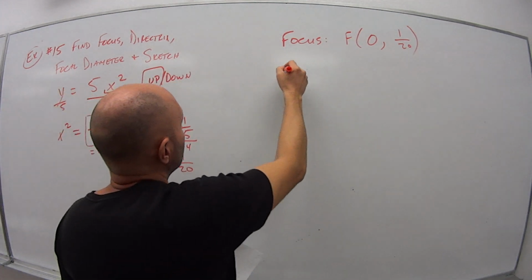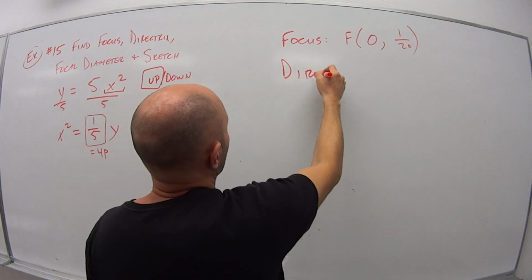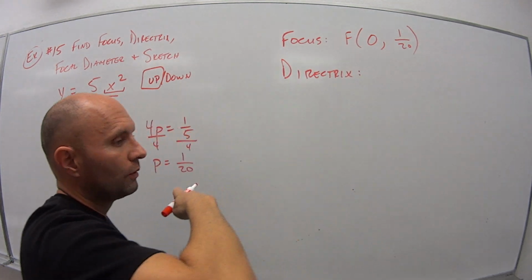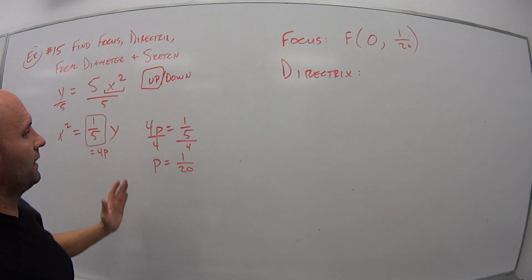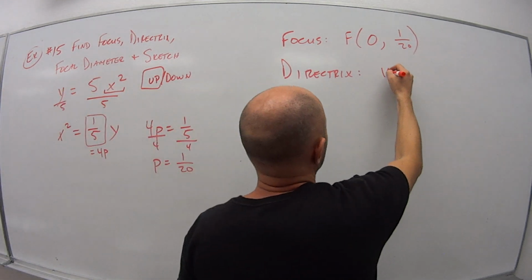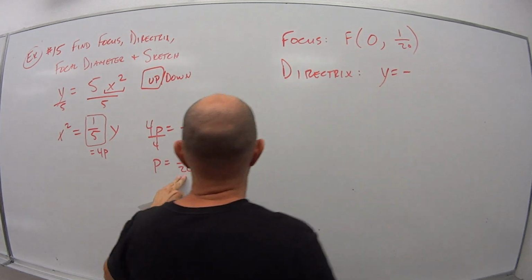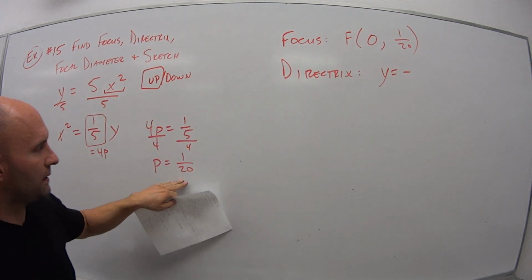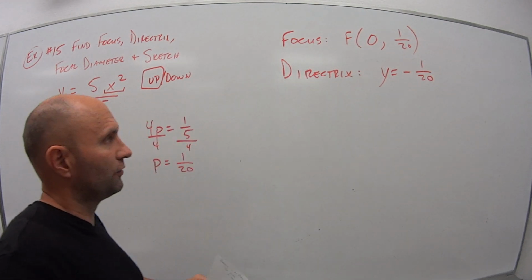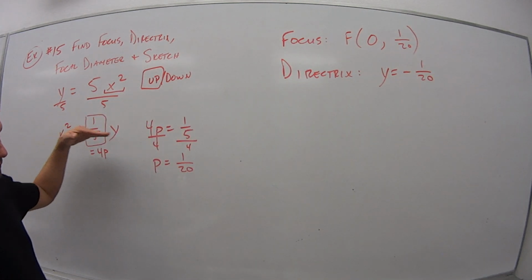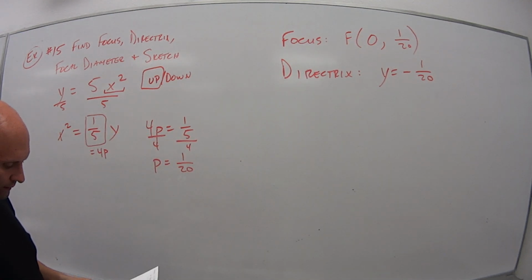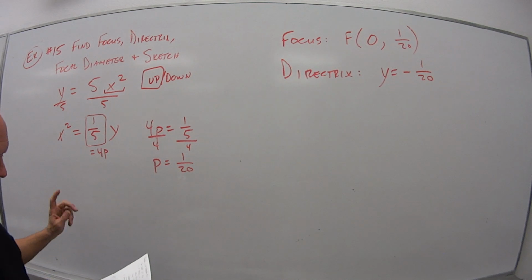The directrix, because this thing is pointing up or down, my directrix is going to be a horizontal line, so this is y is equal to negative whatever my value for p was. p is 1/20. So that means my directrix is y equals negative 1/20. It's a horizontal line running through that point on the y-axis.